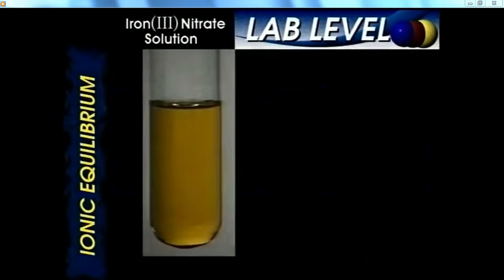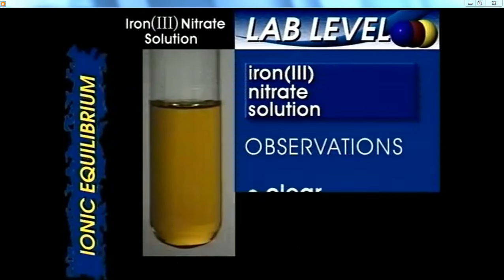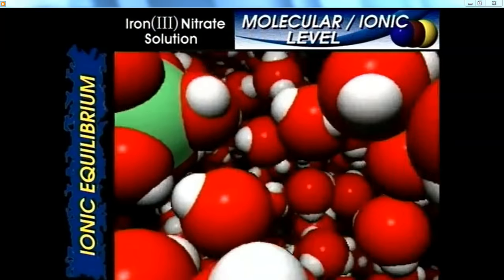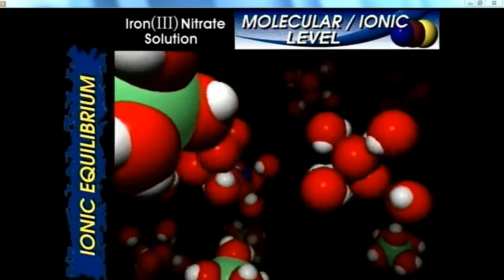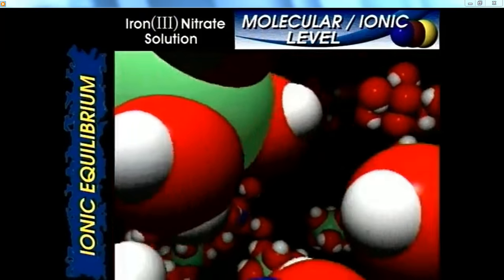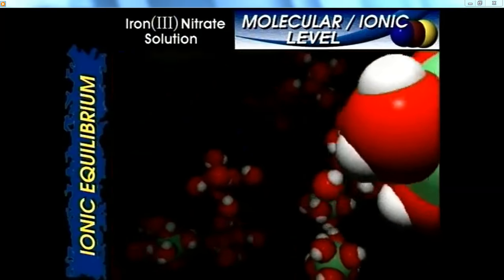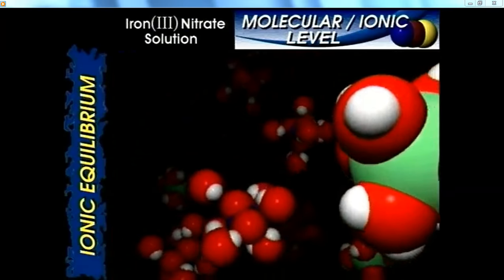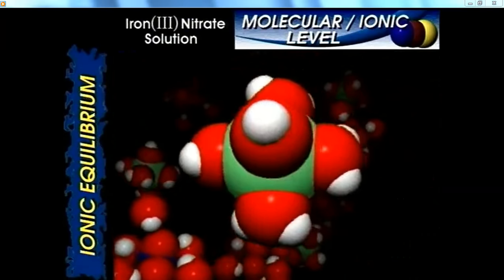The other reactant is aqueous iron 3 nitrate, a clear pale yellow solution. At the molecular ionic level, imagine we can fade out the intervening water molecules. Now you can see the hydrated ions in the background. The more concentrated the solution, the closer the ions are to one another.